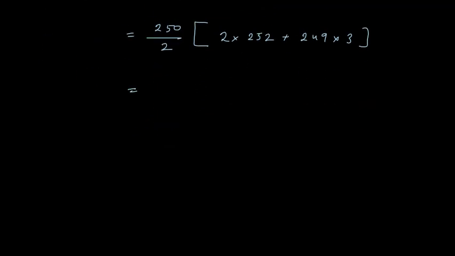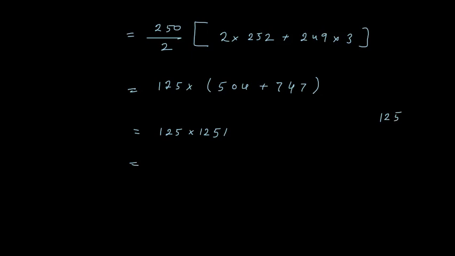So now I can divide this 250 by 2, it is 125, multiplied by here, it is 2 4s are 8, 2 5s are 10, so 504, plus here 3 9s are 27, 3 4s are 12, 12 plus 2 is 14, 1 carry, 3 2s are 6, 6 plus 1 is 7, so 747. So this is 125 multiplied by 1251.